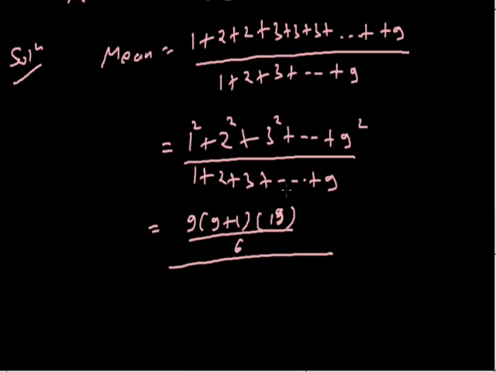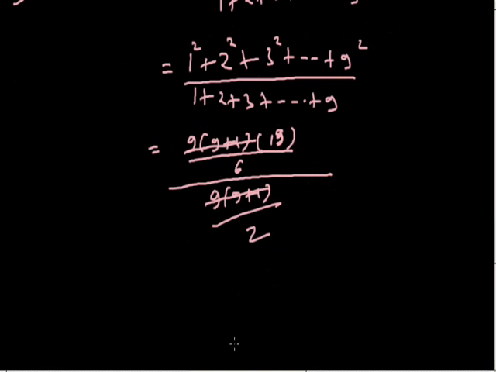And the sum of the n natural numbers is given as n into n plus 1 by 2. That is 9 into 9 plus 1 by 2. We can cancel 9 into 9 plus 1. We get 90 by 6 into 2 by 1, which comes to be 19 by 3.